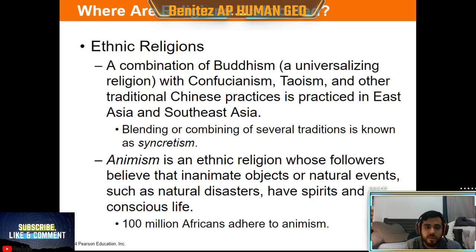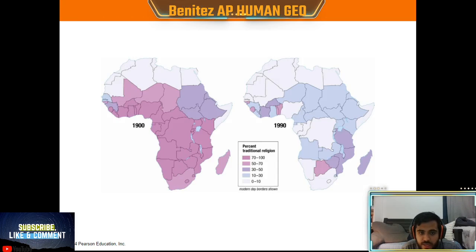Let's take a look. Animism is an ethnic religion in Africa that used to be very prevalent. It's an old school religion. It's very traditional. Many Africans believe that objects have spirits, but as the years have gone by, those religions have decreased. And the reason they've decreased is because Muslims and Christians are coming over and taking over Africa.